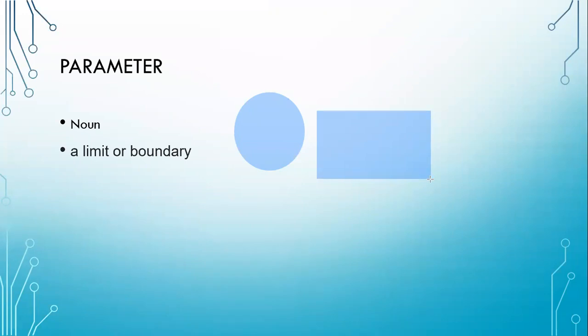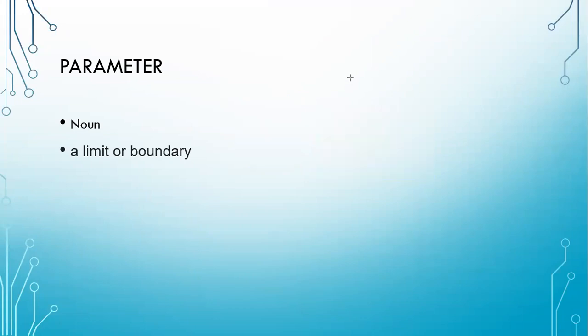Got it? So can I say that the boundary of this cube is here? No. No, it's where? Inside. It's here. Yes, very good. If this was a farm, can I put my sheep in here? No, they can't exit the boundary. Got it? Or the limit.